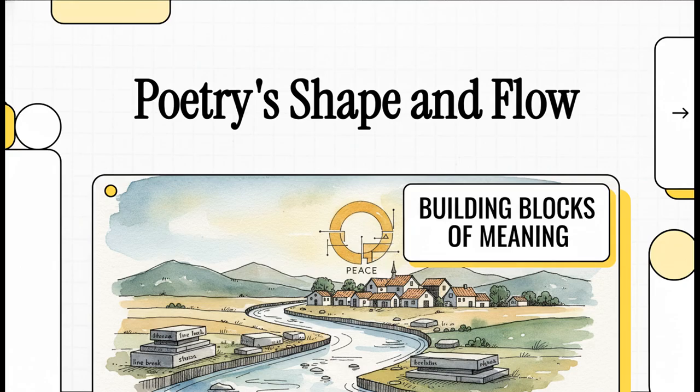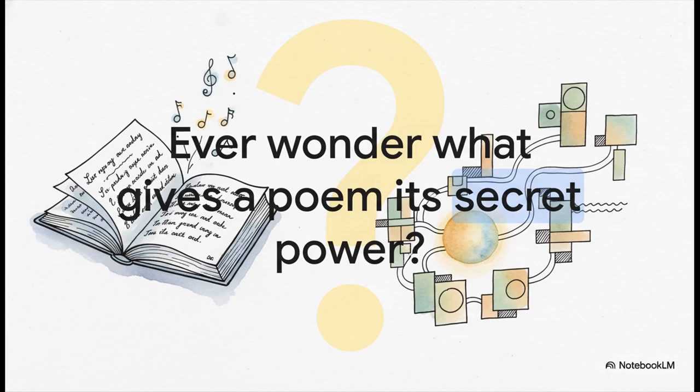So, let's dive in. You know that feeling when you read a poem and it just hits you a certain way? There's a rhythm, a mood, but you can't quite explain why? Well, it's not magic. It's something way cooler. It's structure. Think of it like a secret code that poets use to guide how we read and feel. And today, we're going to crack that code together.